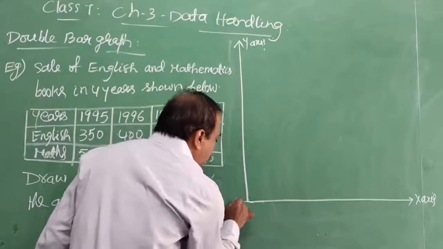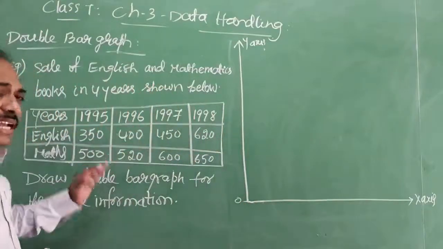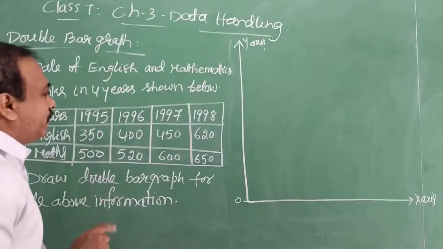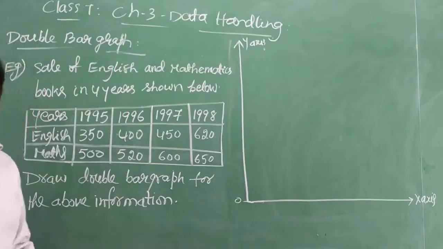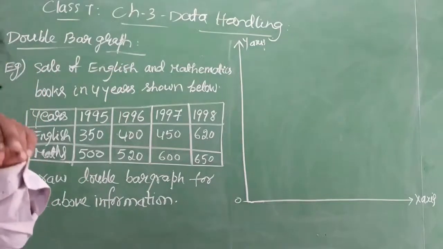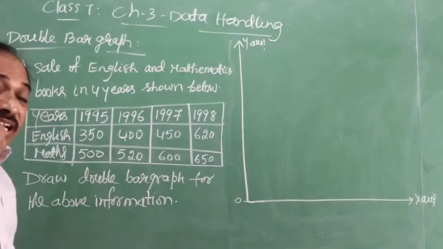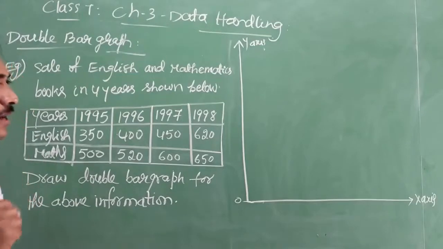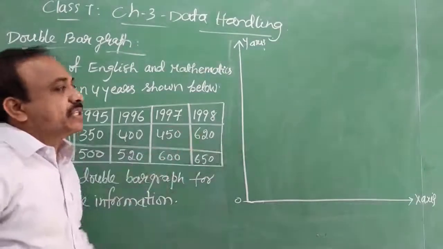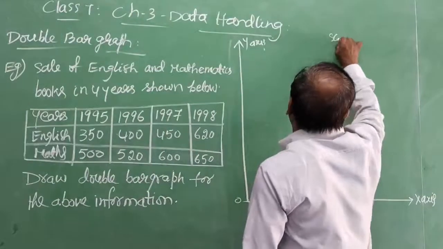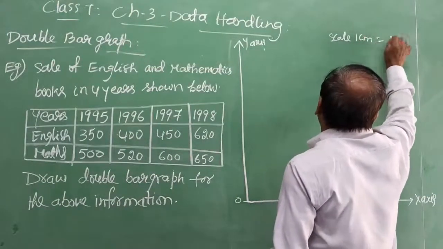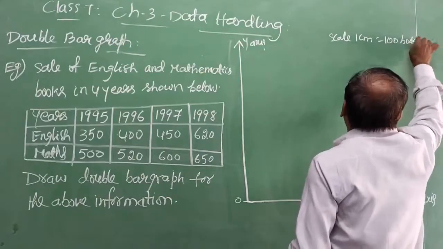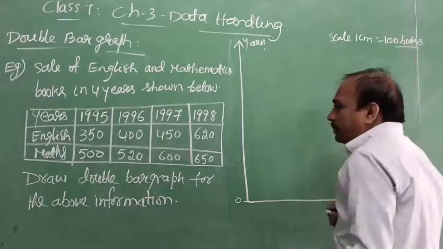First, this is 0. If I choose the scale 10, 20, 30, 40, 50, it is difficult. So 1 unit is equal to, we take as, 100. Each small division will represent 10 books. So 1 centimeter is equal to 100 books. We are taking 100 books, that means 100 units.